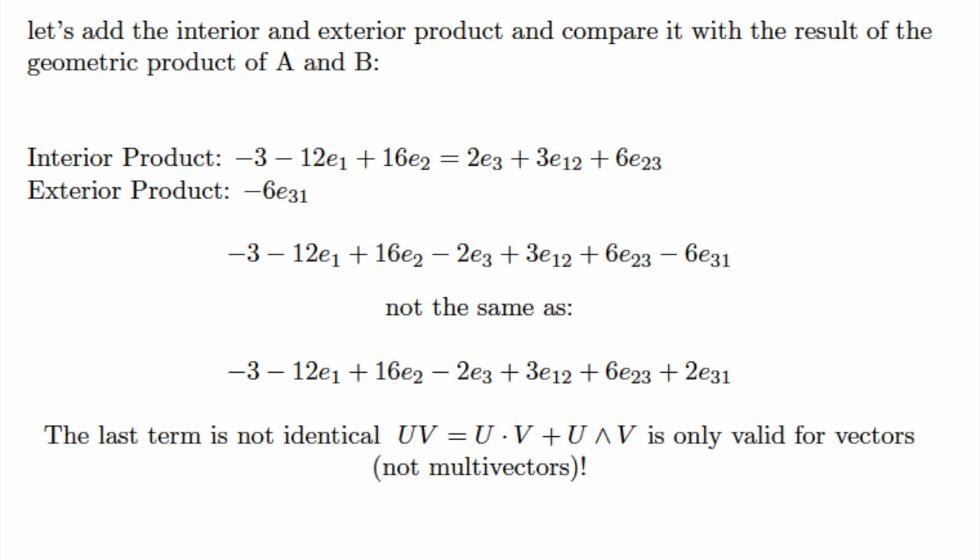You can see that when you add these two results, they do not equal the result from our previous example. So for general multivectors, the geometric product is not equal to the interior plus exterior product. This is only valid when you're working with vectors.